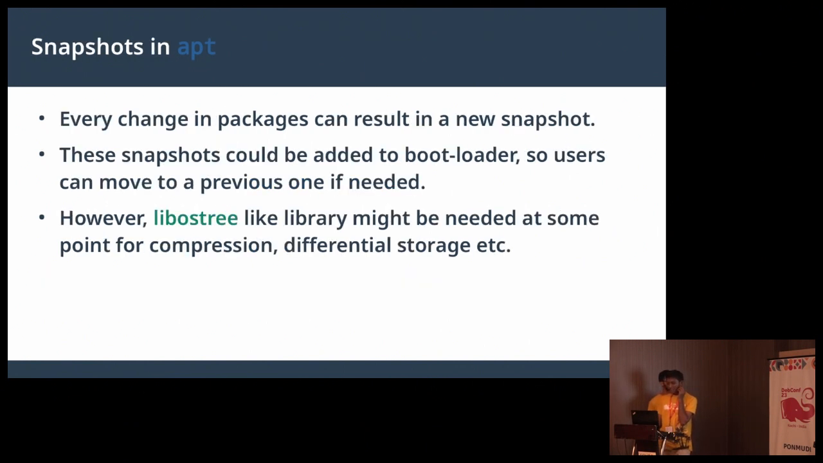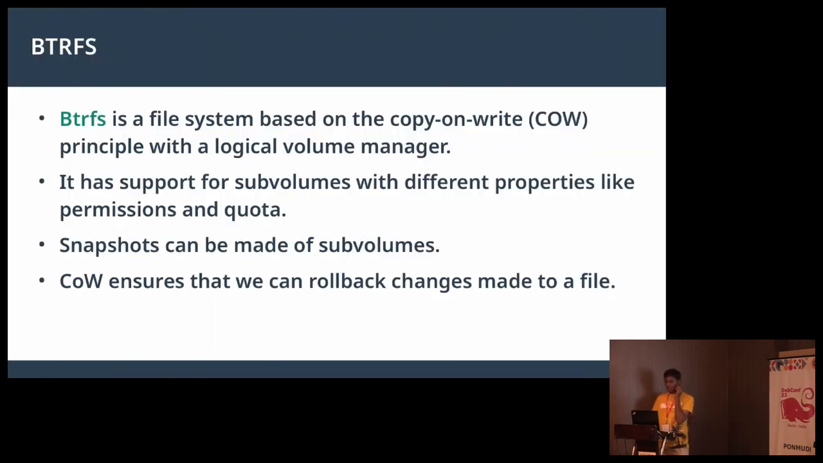And snapshots. Every change in packages can result in a new snapshot, as we said earlier. A library like libOSTree might be needed at some point for compression and differential storage. And next come existing concepts like Btrfs, a file system where if any changes occur to the files, they will be copied.